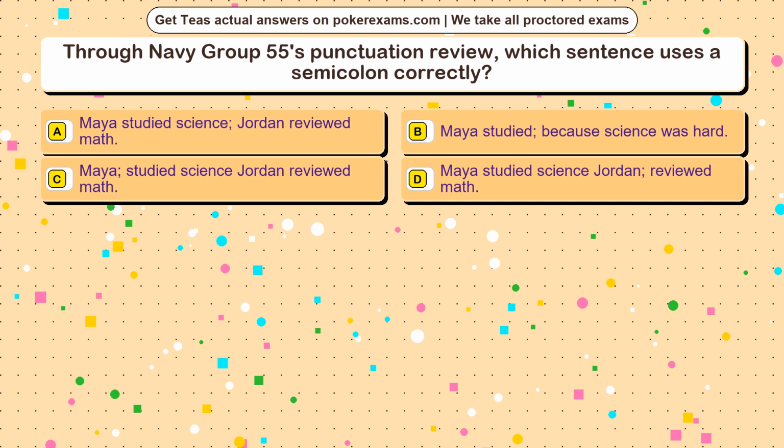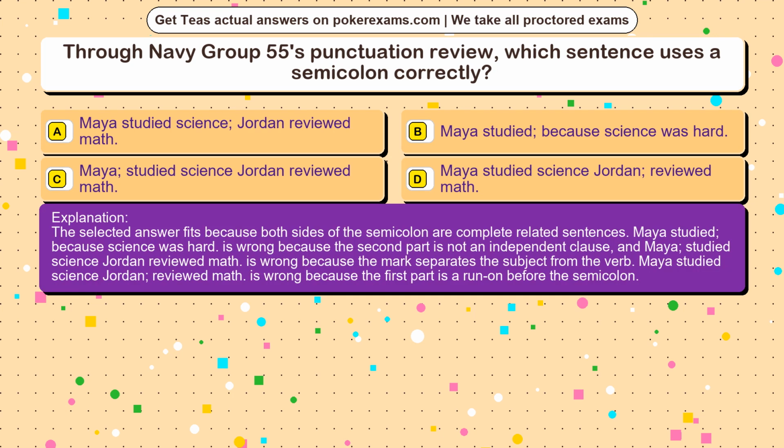The correct answer is option. The selected answer fits because both sides of the semicolon are complete related sentences. Maya studied, because science was hard, is wrong because the second part is not an independent clause, and Maya studied science, Jordan reviewed math, is wrong because the mark separates the subject from the verb. Maya studied science, Jordan reviewed math, is wrong because the first part is a run-on before the semicolon.